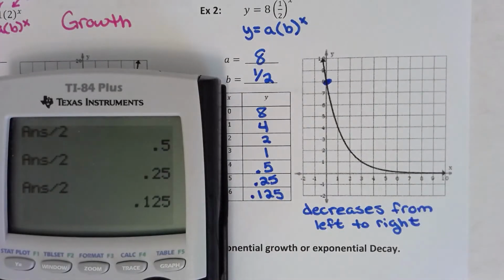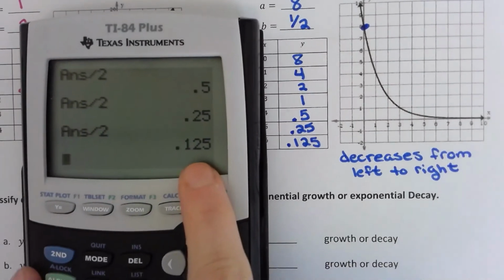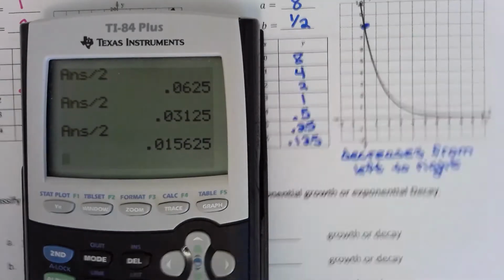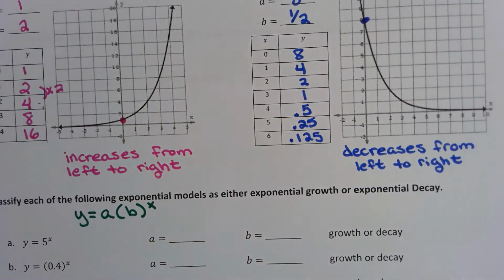But here's the thing, this is never actually going to equal 0, because if I have a number, even if it's a tiny number, and I cut it in half, I still have something. It's not 0. If I keep going, it's going to get smaller and smaller and smaller. So it gets very, very close to 0, but it does not actually equal 0.